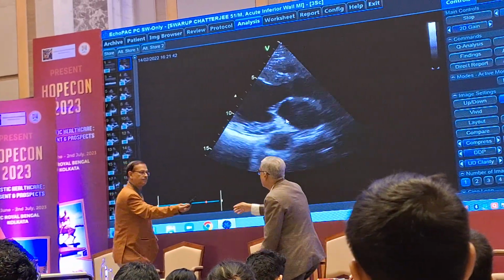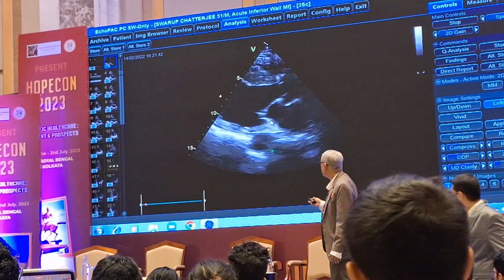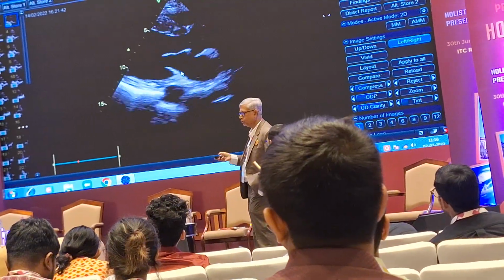What is the last mark I am asking, if anybody can say what this structure is. Very well, very well.